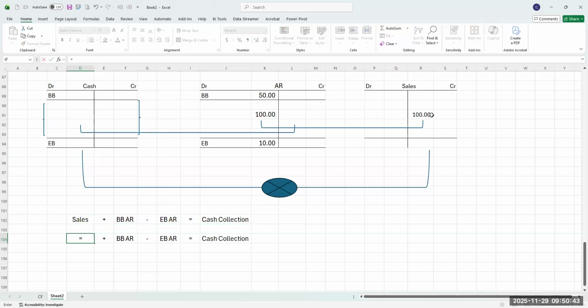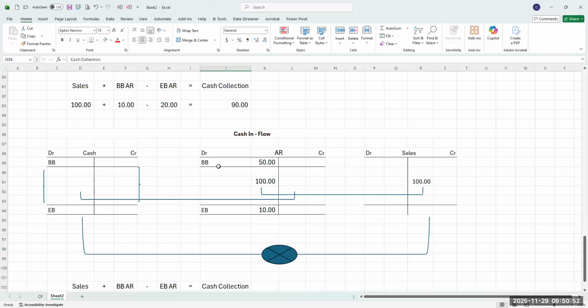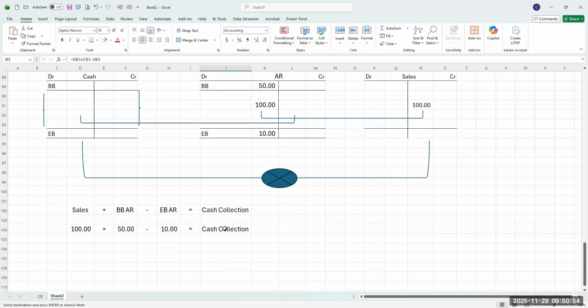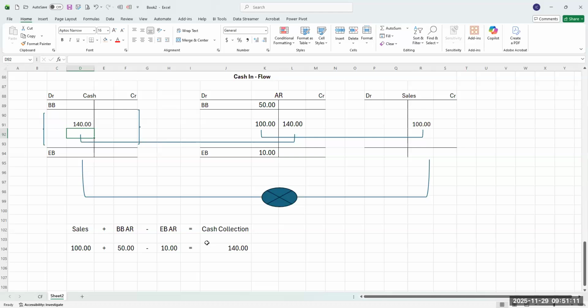My sales are 100. My beginning balance is 50. My ending balance is 10. So that means I collected 140. Is it easy now? Can you start seeing it now? Yes, Prof. Okay, good. Let's call it that cash in. Let's see now what's going to happen with the cash out.